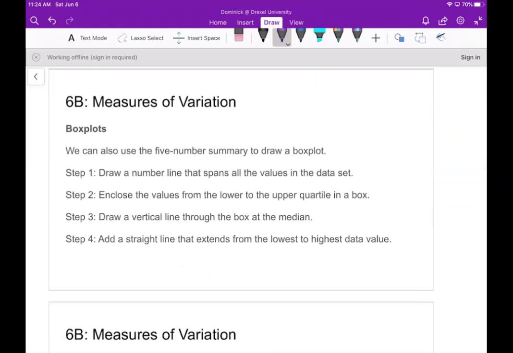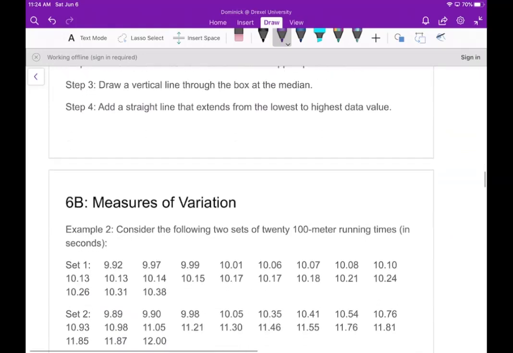Now, once you have the 5-number summary, you can then draw a box plot, right? So to draw a box plot, first you're going to draw a number line that spans all the data values in the set. Then you would enclose the values from the lower to upper quartile in a box on that number line, draw a vertical line through the box at the median, and then you'd add a straight line that extends from the lowest to the highest data value. And we're going to do an example of that.